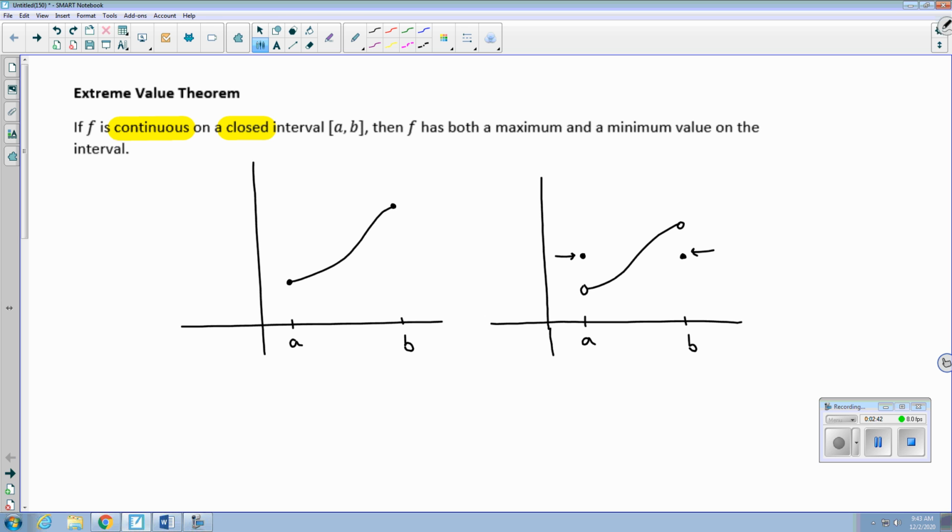So those are some counterexamples, or not counterexamples, but examples where if I remove the continuity aspect or remove the closed interval aspect, this theorem does not hold. So two necessary conditions that must be true to guarantee that I will have a maximum and a minimum.